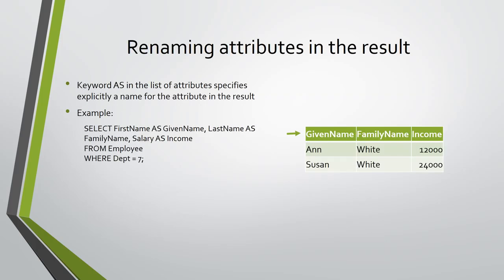If we wish the result to have different attribute names than the attributes of the queried tables, then we can use the keyword as in the list of attributes to explicitly define the name of the corresponding attribute in the result. If for some attribute the keyword as is missing, then the name of the attribute in the result is equal to the one that appears in the list of attributes. For example, the query select first name as given name, last name as family name, salary as income from employee where department equals 7, returns as result a relation with the three attribute names, given name, family name, and income.